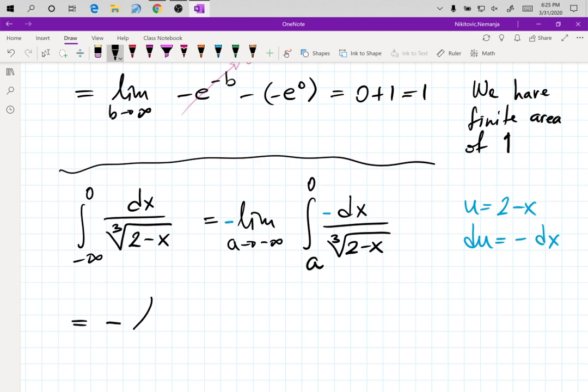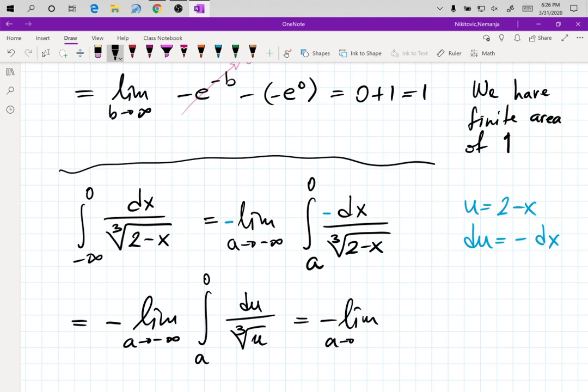So we have now negative, limit as a goes to negative infinity, and we'll go back to x values, right? So let's keep the same. I mean, we could change the limits, but then it's going to be more problems. Du over the cube root of u, right? Which is actually, as a goes to negative infinity, a to 0, this is u to the negative 1/3 du.